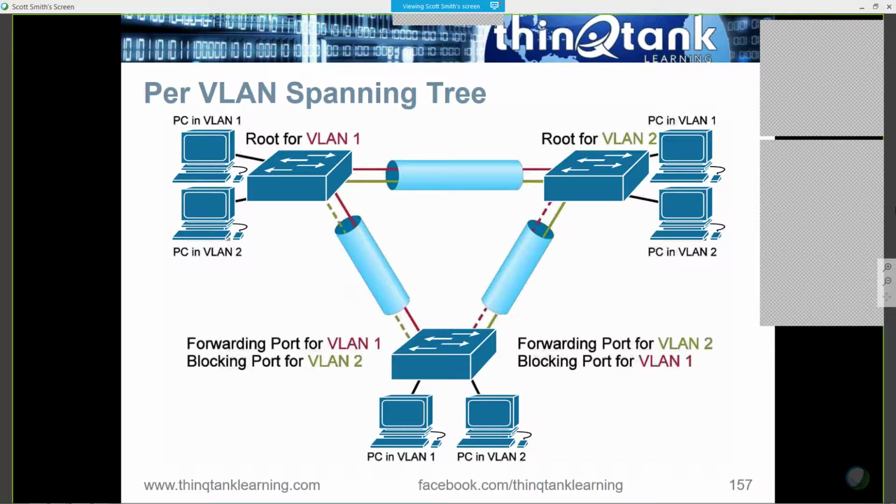Spanning tree does not provide the ability to do dynamic load balancing. And I'm very particular about the way that I mention this. You'll hear me use the term load sharing quite a bit. Technically speaking, load balancing is a dynamic process. Load sharing is a manual process. That's the way Cisco usually refers to it.